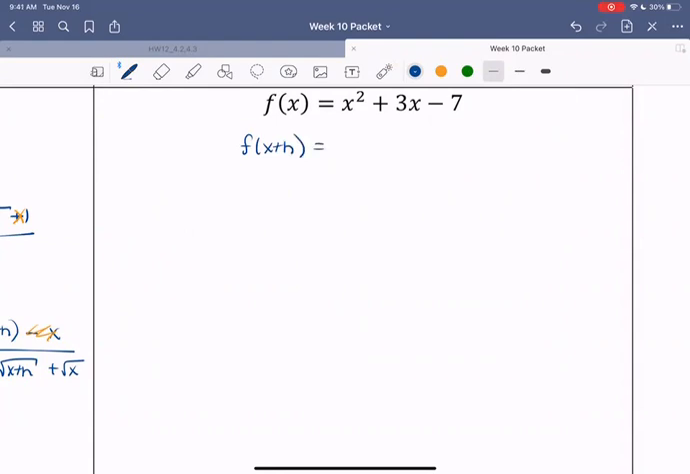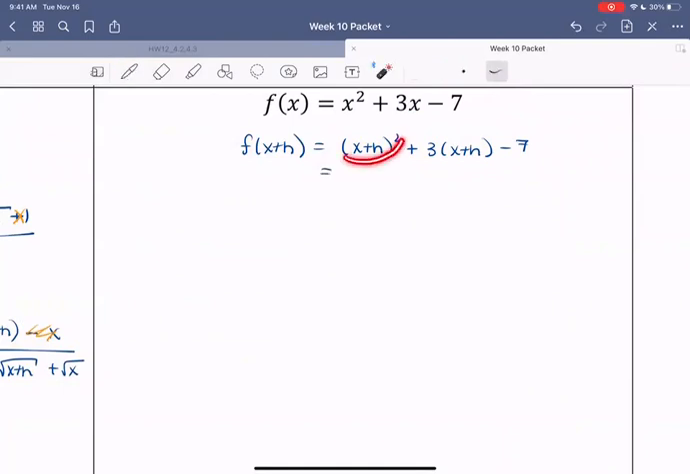So everywhere where I saw an x in the previous rule or format of f of x, I'm going to plug in my x plus h. So that'll look like x plus h squared plus 3 times x plus h minus 7. So I'm going to go ahead and expand out these terms just so I have f of x plus h written in a simplified form as possible. So what does that look like?